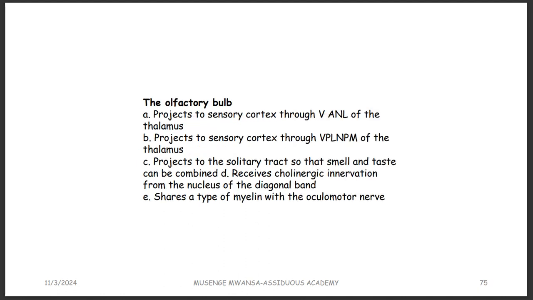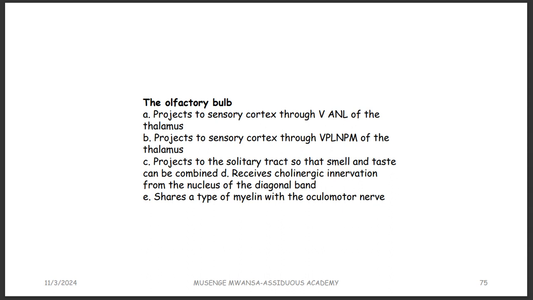And then B, the olfactory bulb. A, projects to the sensory cortex through the ventral anterior nucleus of the thalamus. Ventroanterior nucleus. You can guess what it means. And then B projects to sensory cortex through the ventroposterior lateral nucleus of the thalamus.